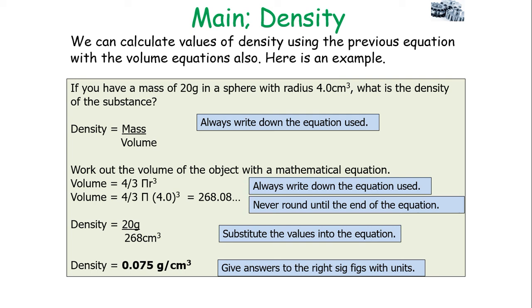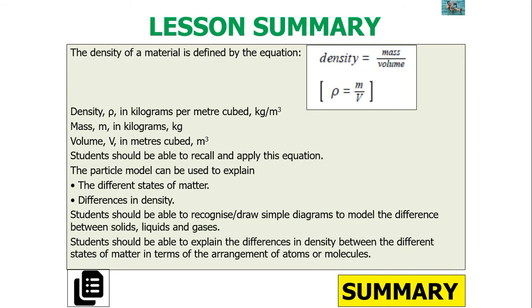In the question, both values are given to 2 significant figures, so your answer should be given to 2 significant figures. So to summarize what we've learned in today's lesson, density is given by the equation density is equal to mass over volume. You should be able to recall and explain the different states of matter using the particle model and why you've got different densities according to the particle model. You should be able to draw and recognize simple diagrams to model the difference between solids, liquids and gases, and you should be able to explain the differences in densities between the different states of matter in terms of atoms or molecules.